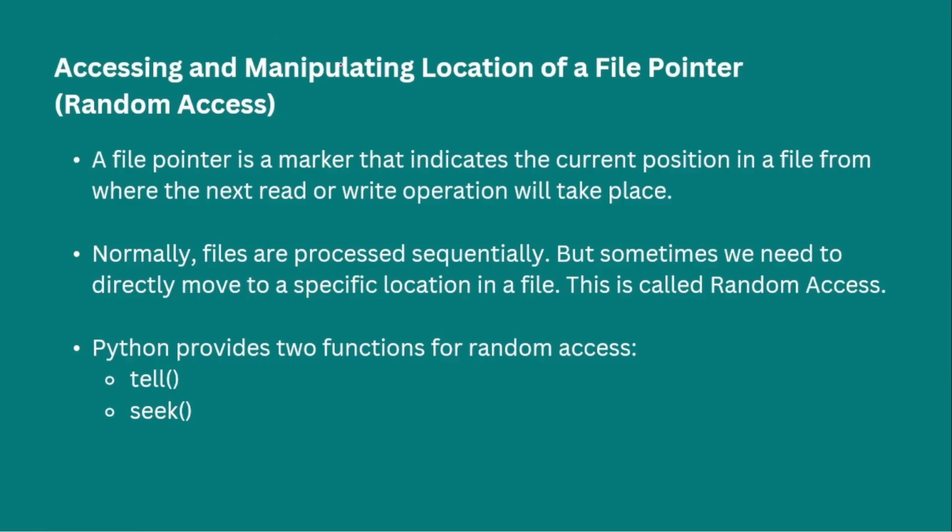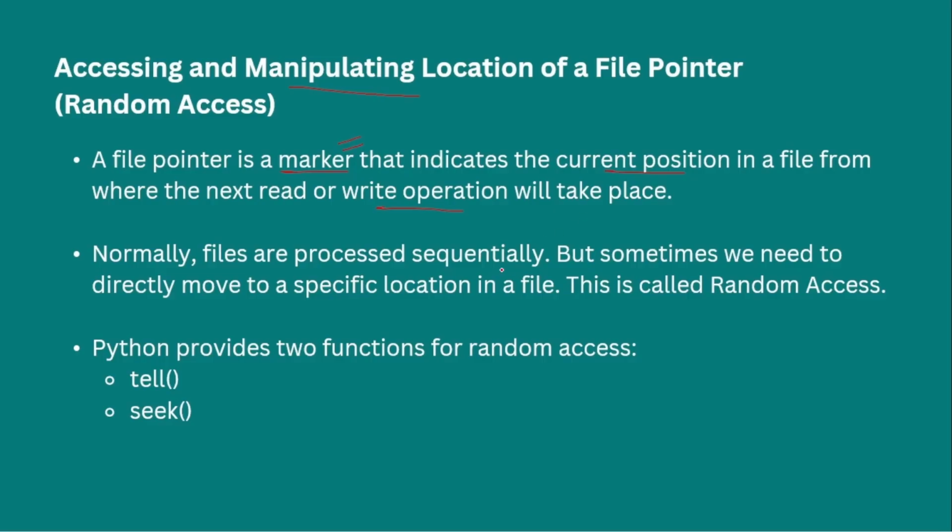Okay, so the next topic is accessing and manipulating the location of a file pointer, random access. A file pointer is a marker that indicates the current position in a file from where the next read and write operation will take place. So what is a file pointer? It is a marker. It marks the current position in a file. Whatever position the next read and write operation will happen from, that particular position is marked using the file pointer. It tells us that particular position.